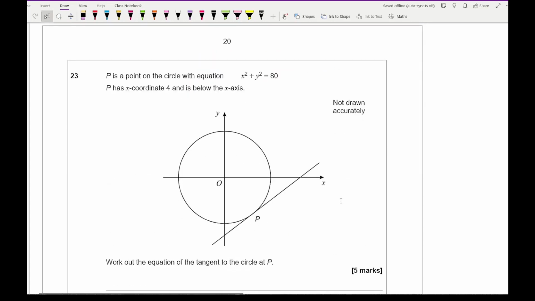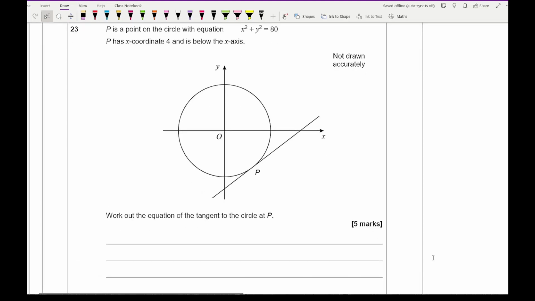Then moving on to question 23, it says point P is on the circle with the equation of x squared plus y squared equals 80. P has an x coordinate of 4 and is below the x-axis. Work out the equation of the tangent to the circle at P. So let's have a look at what we know so far. We know that this point here is going to be 4 because it tells us that the x coordinate of P is 4. We just don't know what the y is, so let's just call that y.